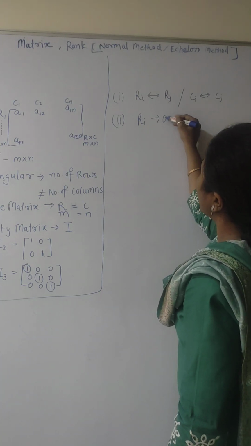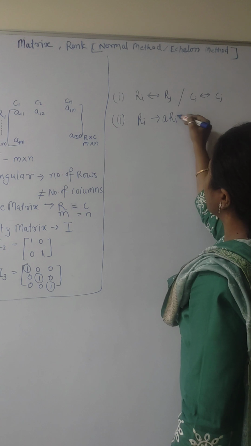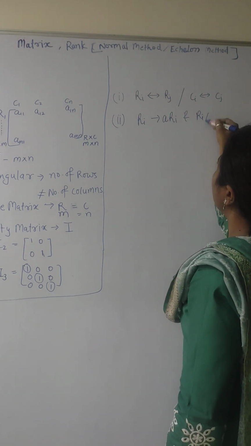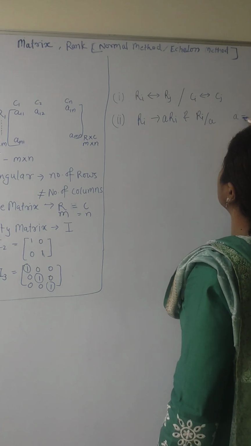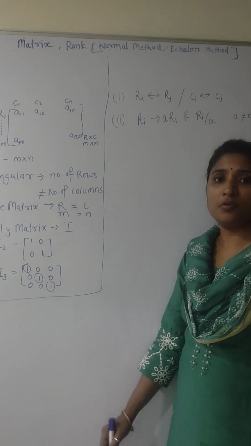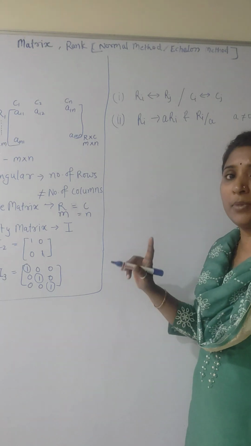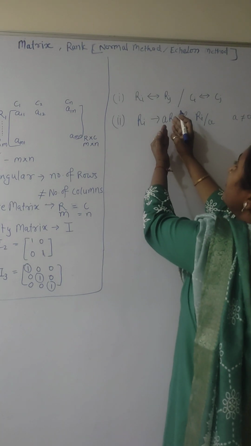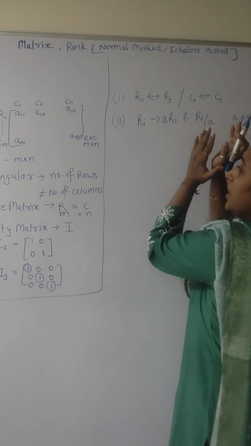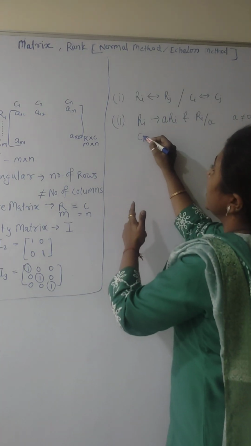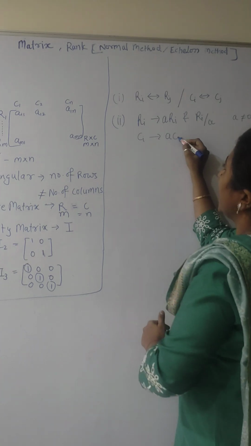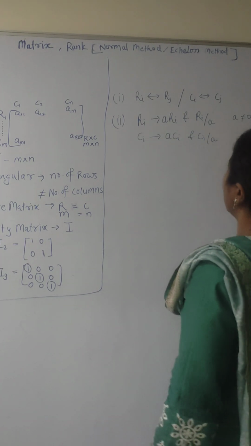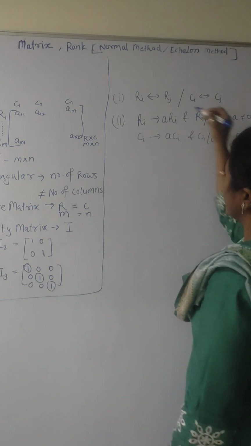The second rule: any row can be multiplied by any number and divided by any number, except 0. You are not supposed to choose the number 0. Any other number you can take. Multiply Ri with any number or divide by any number. Similarly, any column can be multiplied and divided, but the number should not be 0.